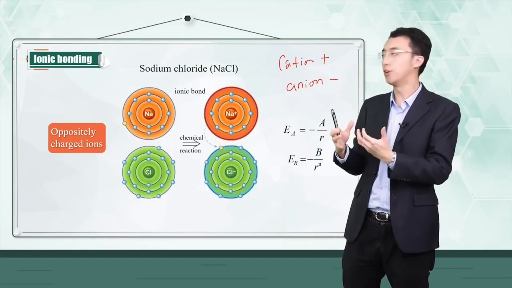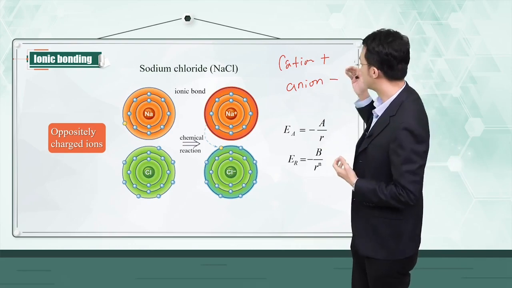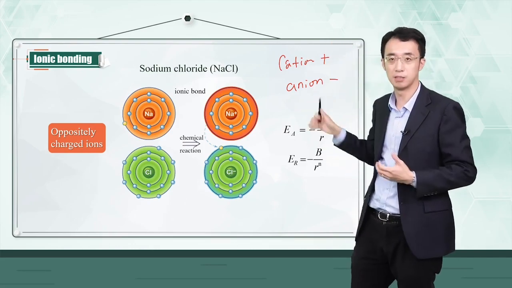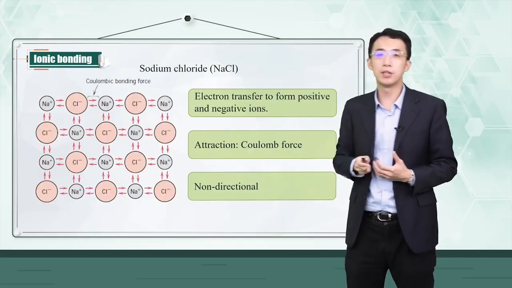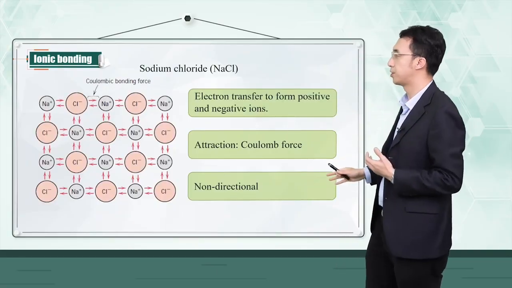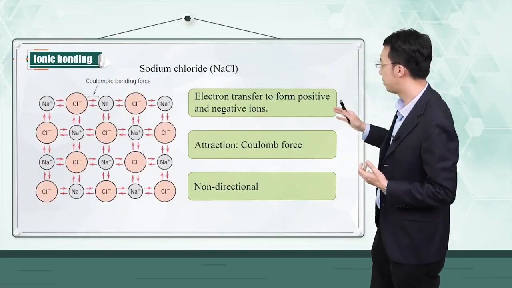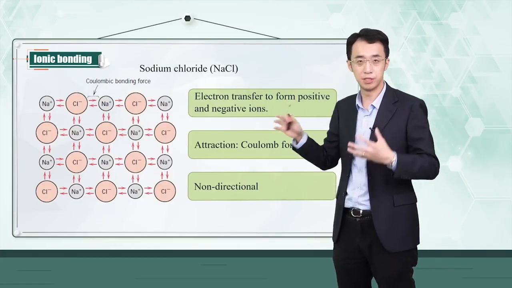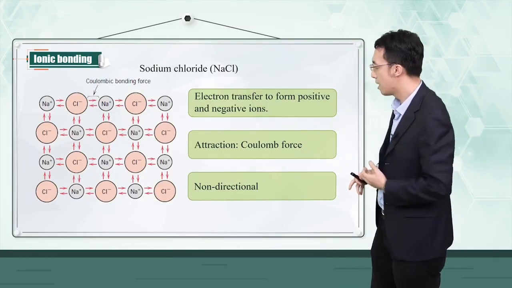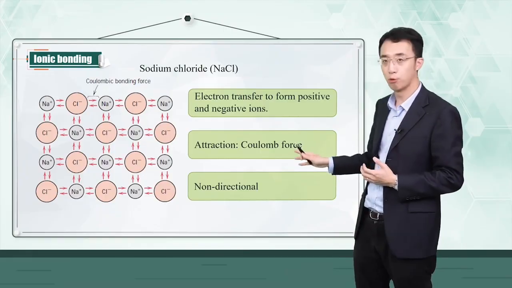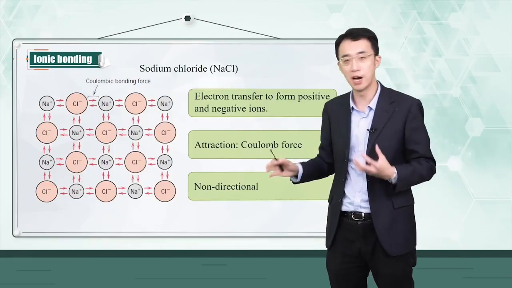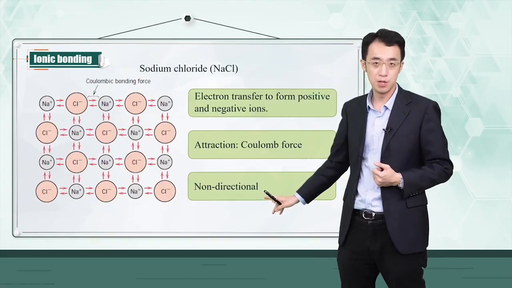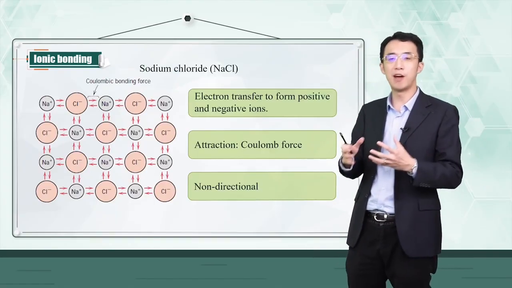So ionic bonding is usually formed between a metal and a non-metal element, so that there is a complete transfer of electrons. And the result is the formation of positively charged cations and negatively charged anions. There are several characteristics of ionic bonds. The first is that electrons transfer to form positive and negative ions. So it's a complete electron transfer.